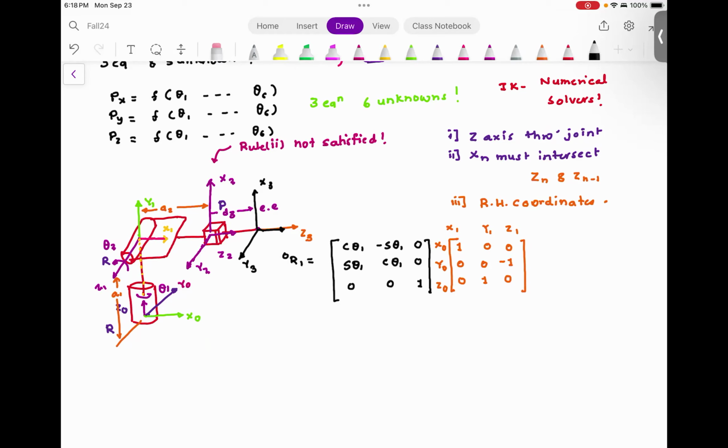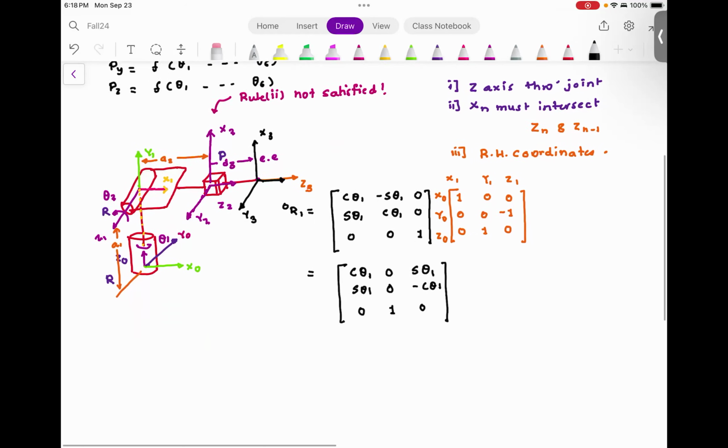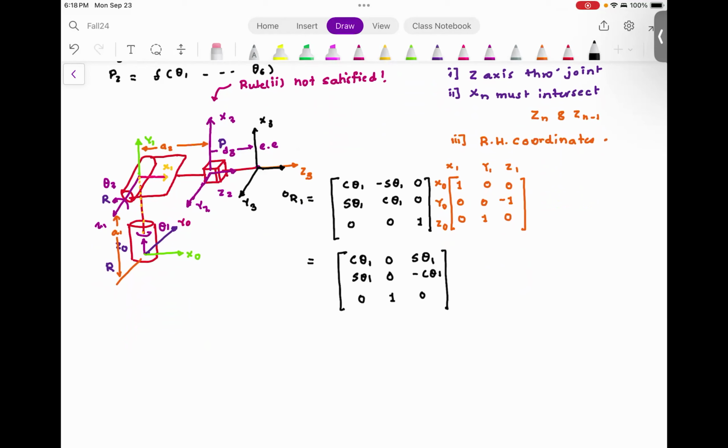Now you need to perform this multiplication. First row, first column, cosine theta 1, first row, second column, first row, third column, second row, first column, second row, second column, second row, third column, third row, first column, 1, 0. So this is my first rotation transformation.